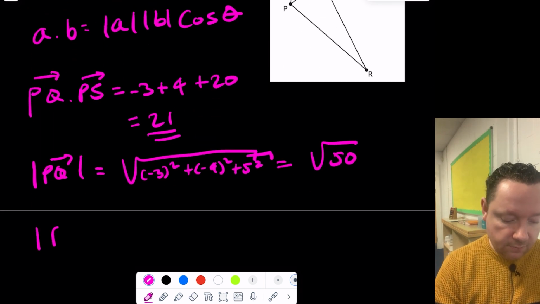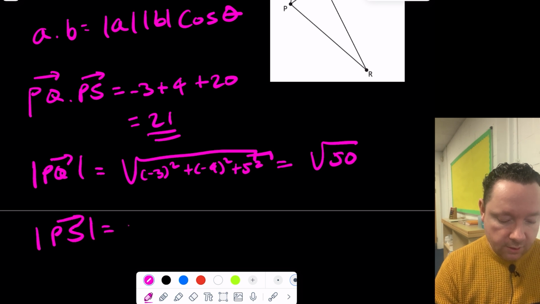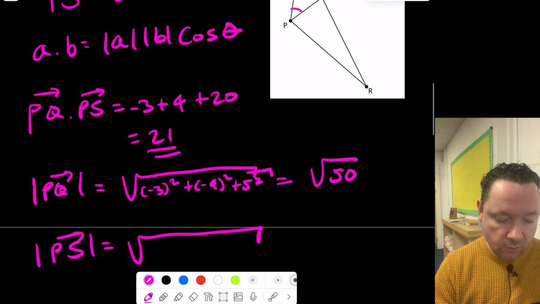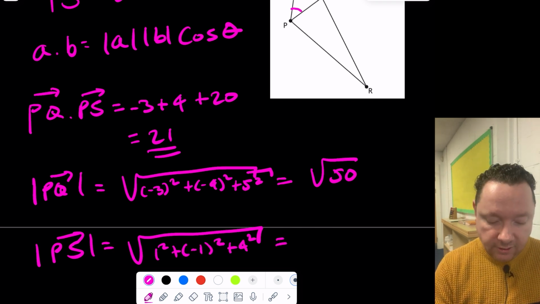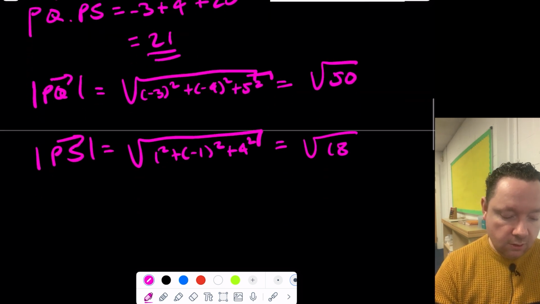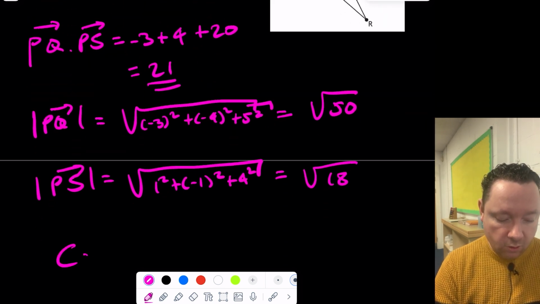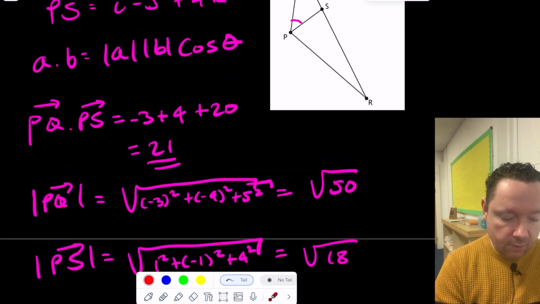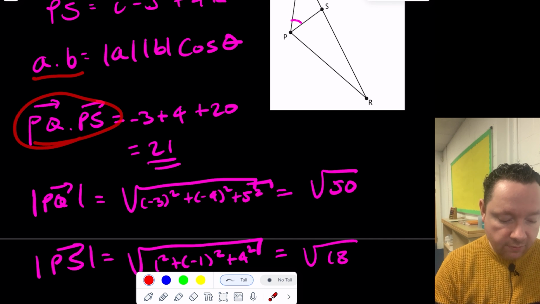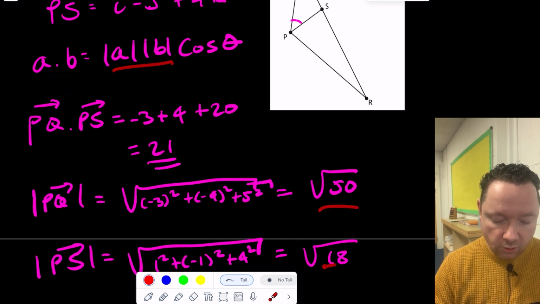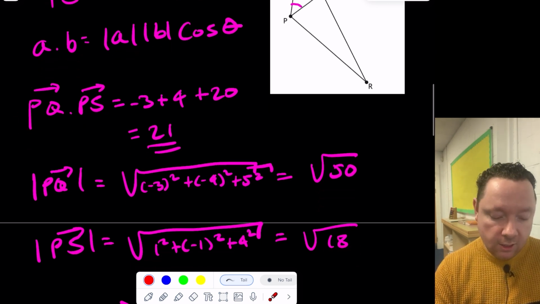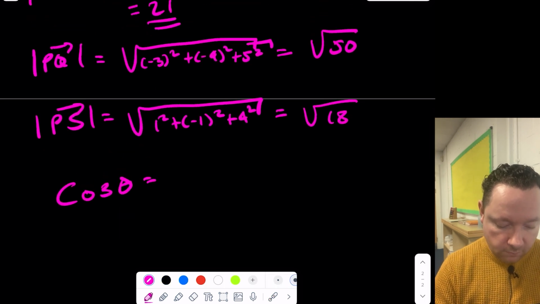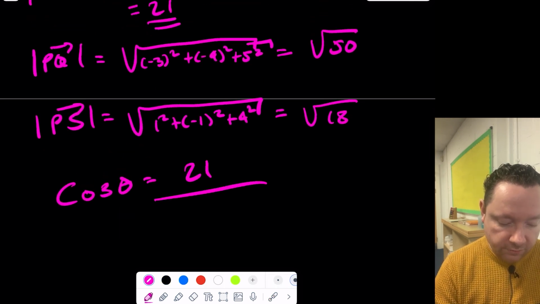Size of PS, square root then of 1 squared plus minus 1 squared plus 4 squared. That's 1 plus 1 plus 16 is 18, root 18. So that means that we can work out our cos theta now. Because our cos theta is just going to be a dot b, so this, divided by these two. Nothing to work out, just write it. So we've just got 21 over root 50 root 18.